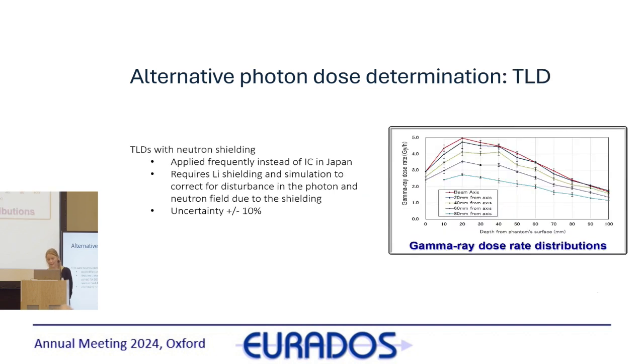Alternatively, in Japan, they use TLDs for photon dose measurement in neutron fields, but you need to use neutron shielding because TLDs are sensitive to neutrons as well. They have published an uncertainty of plus minus 10% for this, and pretty good agreement between measured and calculated photon dose distributions.